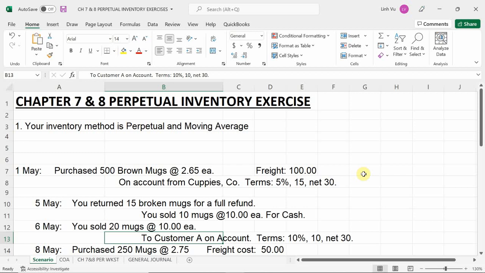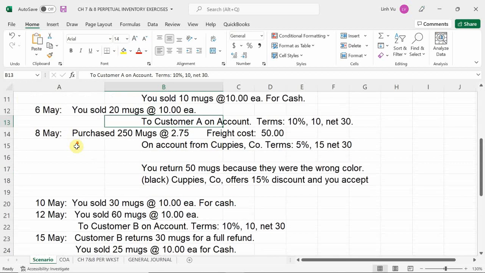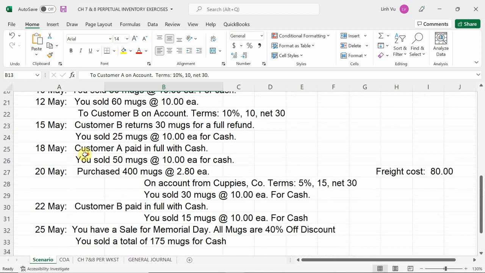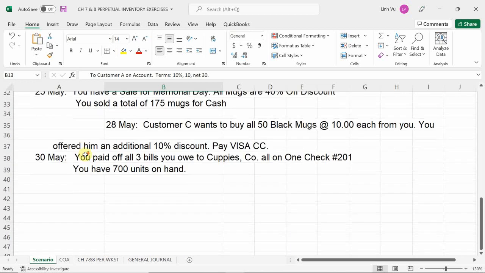Because overall, at the end of the day, chapter 8 is when we do the costing method, where we see that purchases and sales of inventory affect the outcome of the overall perpetual inventory, right? So in the second half of chapter 7, we learned about sales returns and allowances, as well as some discounts.